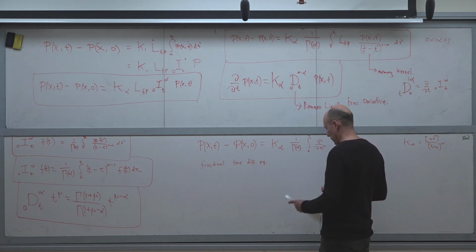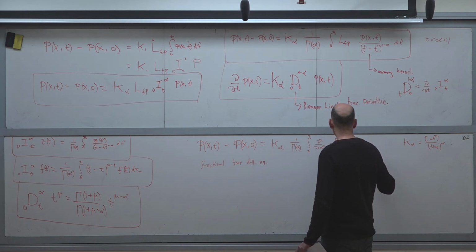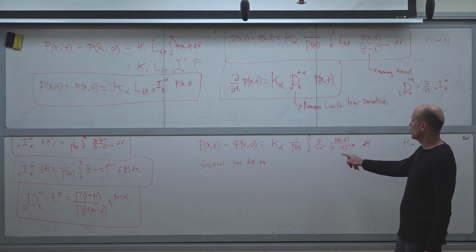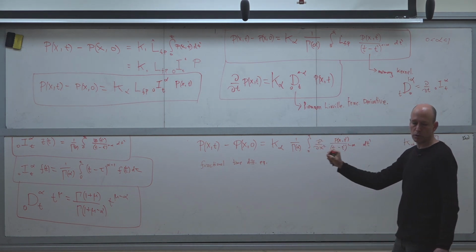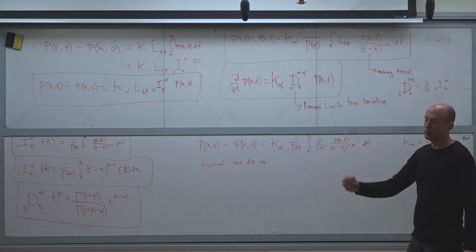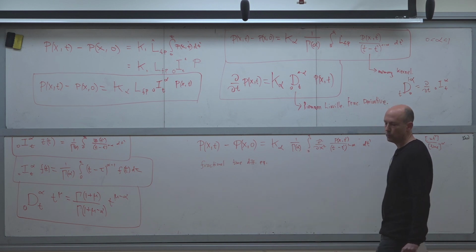And here I have t minus t prime to the power 1 minus alpha, P(x, t prime) dt prime. So this is like in the ordinary diffusion equation, the second derivative that is causing this diffusion. And here I have the memory that goes back till the beginning of time, because I integrate here from 0.